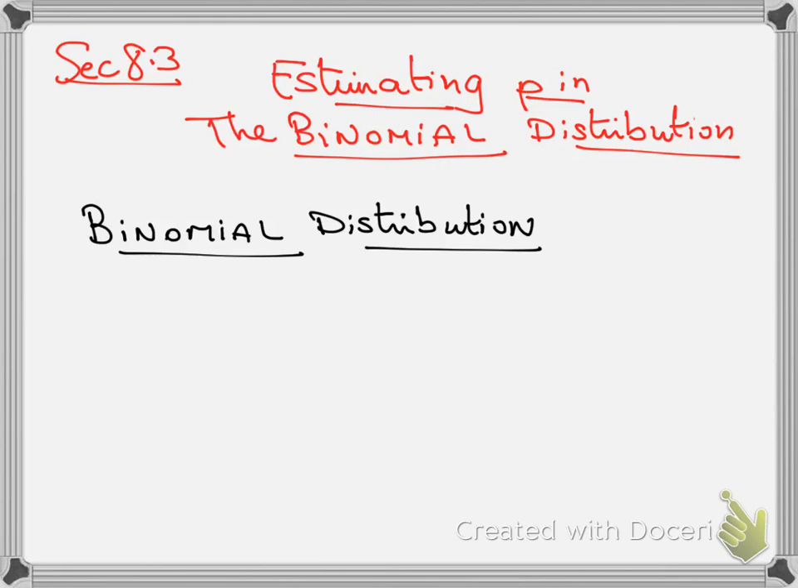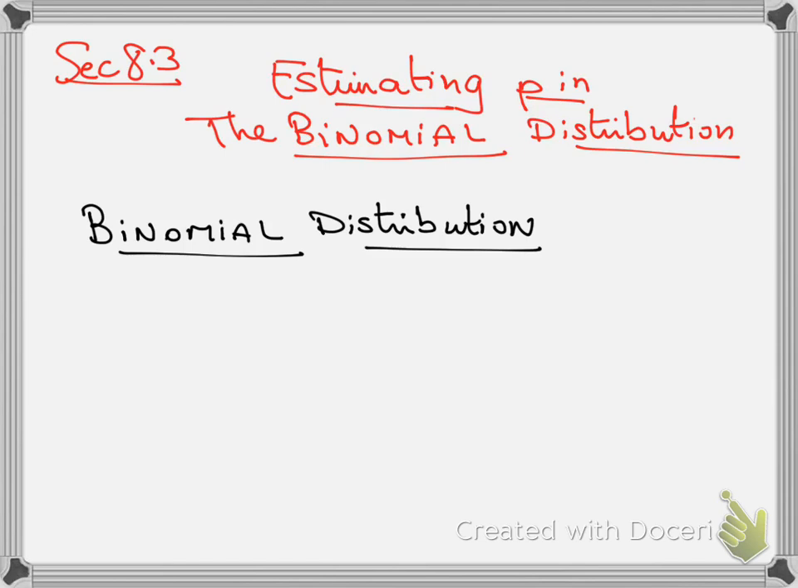This is the last section in chapter 8. In this section 8.3, we're going to estimate the probability of success P in the binomial distribution. So let me first remind you what a binomial distribution is.